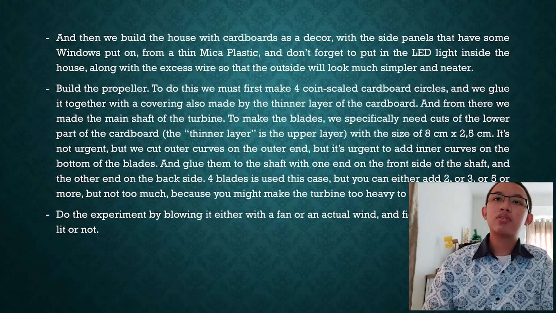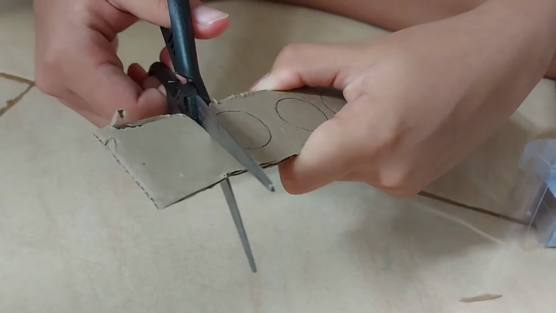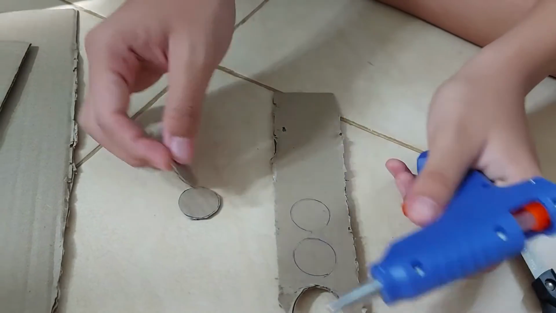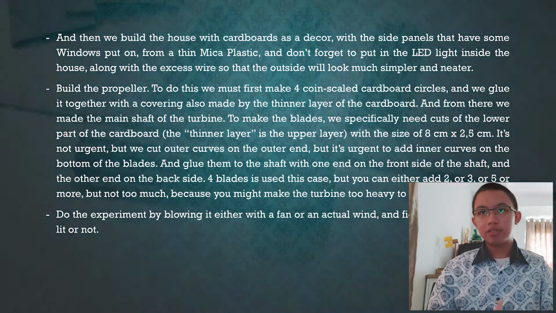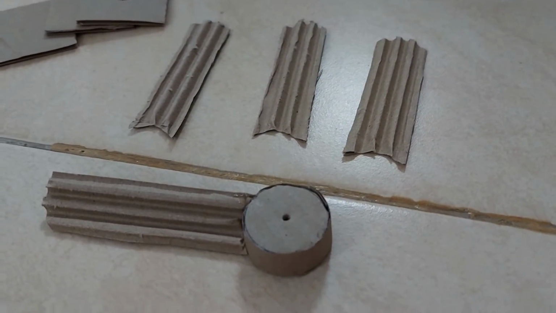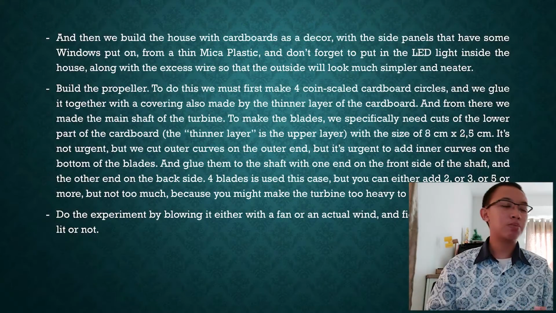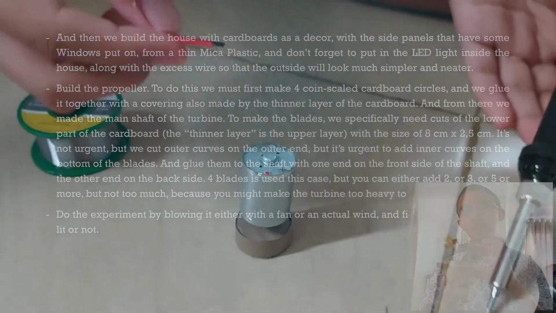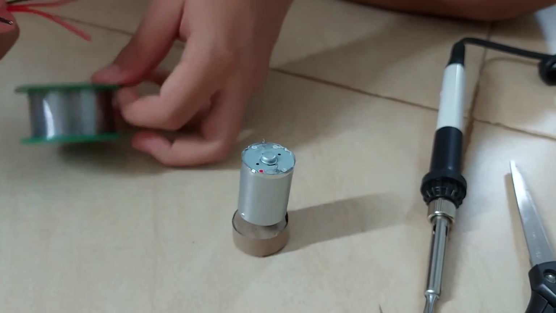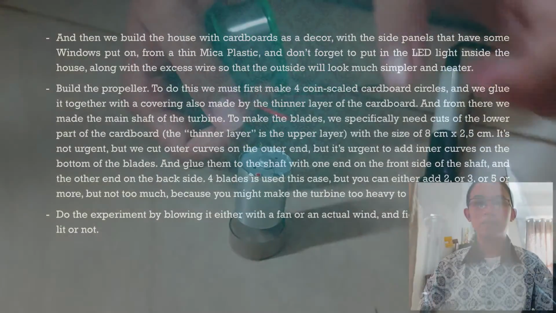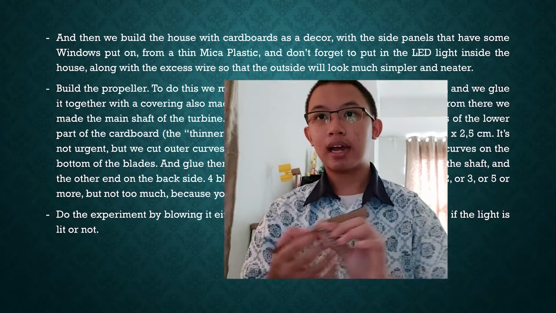Build the propeller. To do this, we must take 4 coin-sized cardboard circles and we glue them together with a covering also made by a thinner layer of the cardboard. And from there, we made the main shaft of the turbine. To make the blades, we specifically need the cuts for the lower part of the cardboard. The thinner layer is the upper layer, with the size of 8 cm times 2.5, which is just like what I mentioned earlier. It's not urgent, but we cut other curves on the other end, but it's urgent to add the inner curves on the bottom of the blades and glue them to the shaft with one end on the front side of the shaft, just like this.